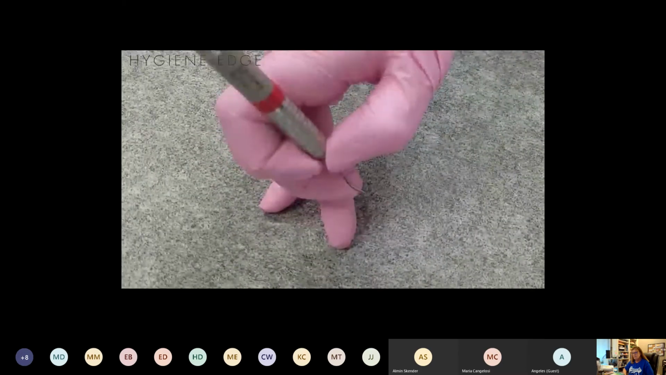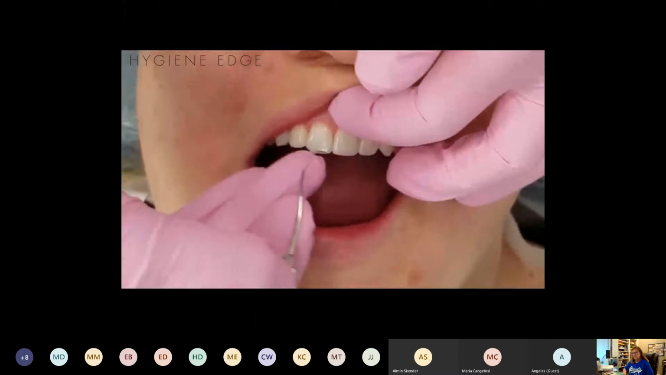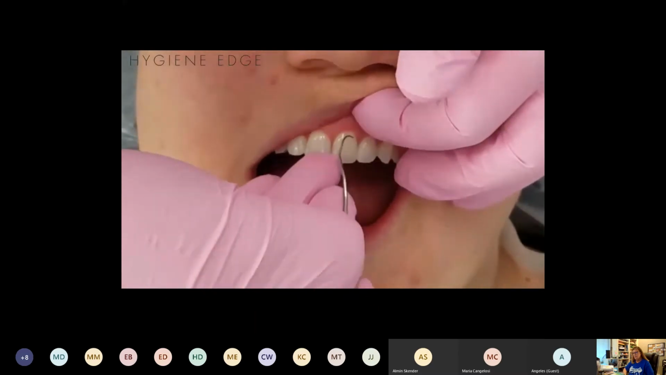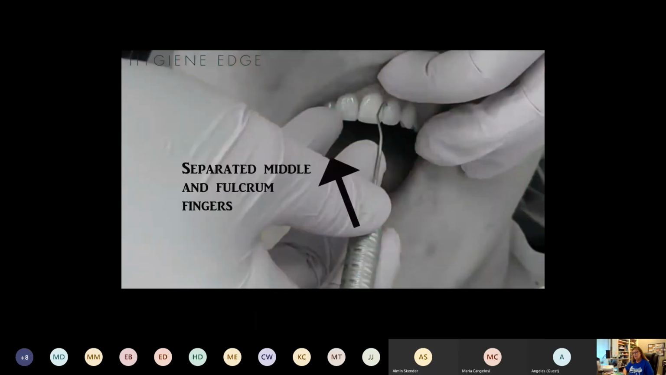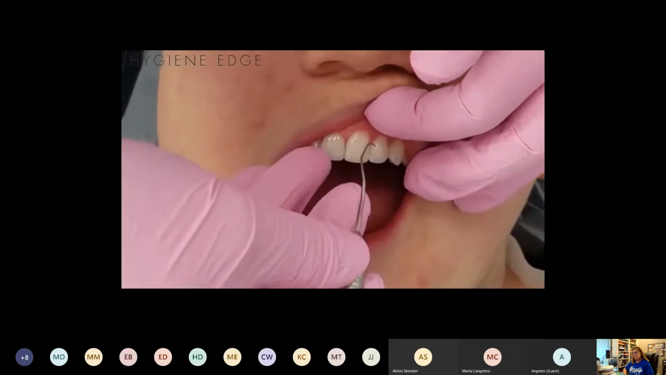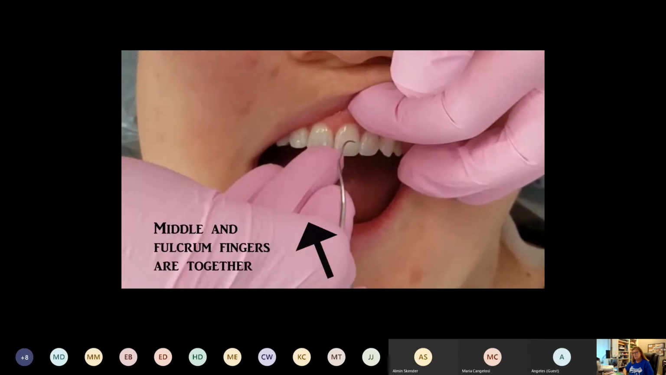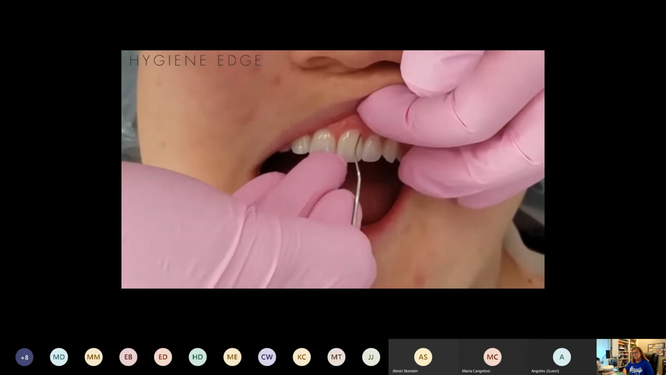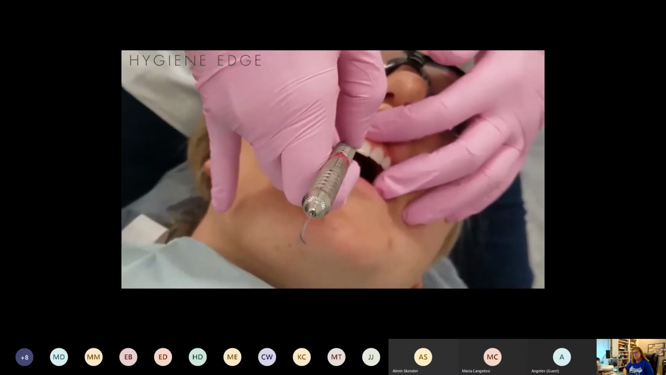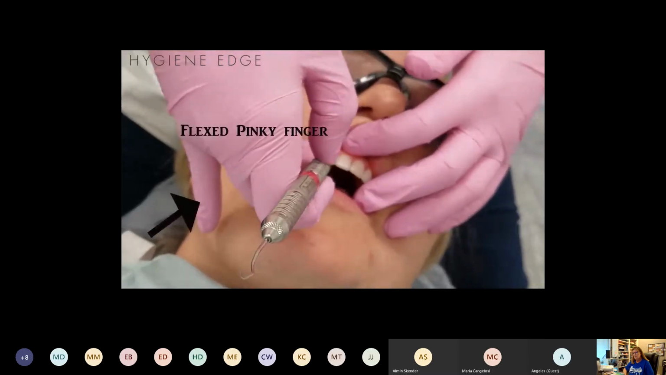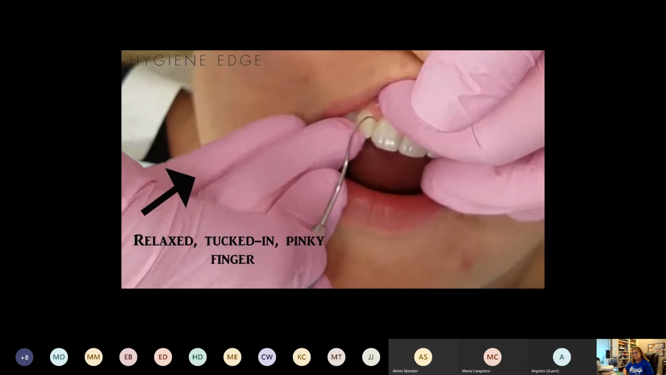To avoid the separation while working intraorally, remember that the fulcrum finger must move position when you move to a new treatment area. For example, while treating the maxillary facial anterior surfaces, as you move from treating number 8 to number 9, if you don't move the fulcrum finger, they will become separated, which will cause strain on the wrist and hand and make scaling more difficult. The little finger has no function and is to be held in a relaxed position, not flexed.